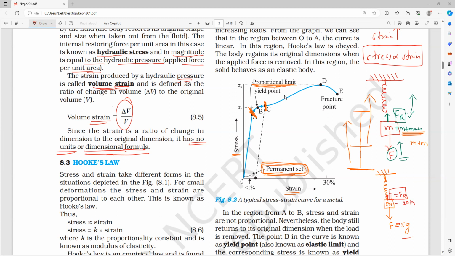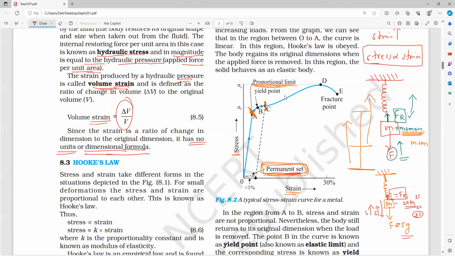So up to 20 kg, the spring will start elongating, coming down. Of course, the strain also increases, stress also increases. But if I remove the 20 kg, the spring will go back to the original position. Now, if I increase to 21 kg, 22 kg, 23 kg, after that the spring will attain a permanent set, so that if I remove my mass also, the spring will never go back to the original position.